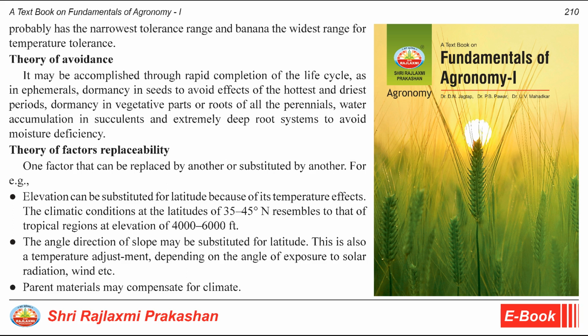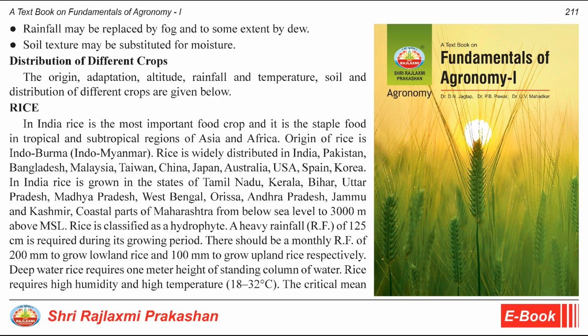The angle and direction of slope may be substituted for latitude. This is also a temperature adjustment, depending on the angle of exposure to solar radiation, wind, etc. Parent materials may compensate for climate. Rainfall may be replaced by fog and to some extent by dew. Soil texture may be substituted for moisture. Distribution of different crops. The origin, adaptation, altitude, rainfall and temperature, soil and distribution of different crops are given below.